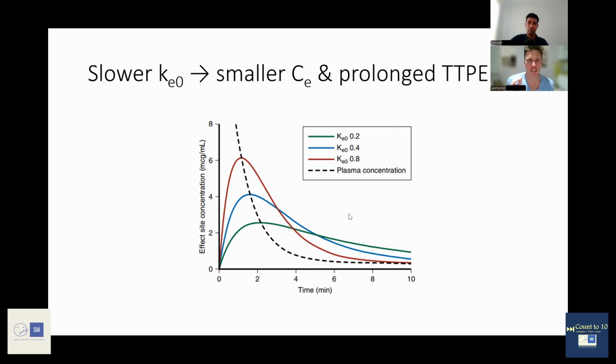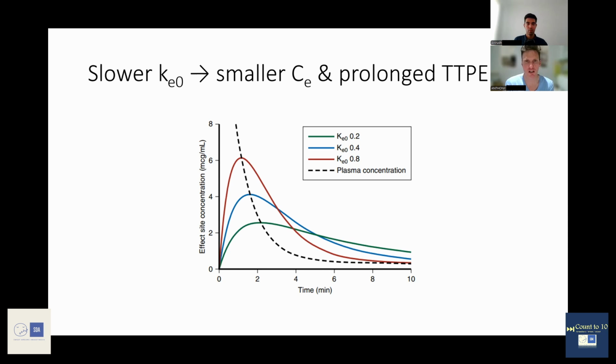Remember before we said that the KE naught describes the rate at which your effect site concentration approaches your plasma concentration. So if you have a KE naught of 0.8, which is the red line, it will approach the plasma concentration very, very quickly, and you will get a peak effect that is earlier, and you will get an effect site concentration that is higher. If you change the KE naught to 0.4 or to 0.2, what you end up with is an effect site peak that occurs later, and it is lower.